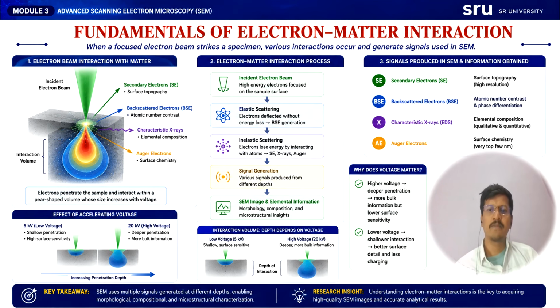So we can get the elemental information of a sample, like what kind of elements are present in the sample and what is their atomic percent and weight percent. That information we can get from the characteristic X-rays. Another important signal is Auger electrons, which are useful for surface chemistry studies.